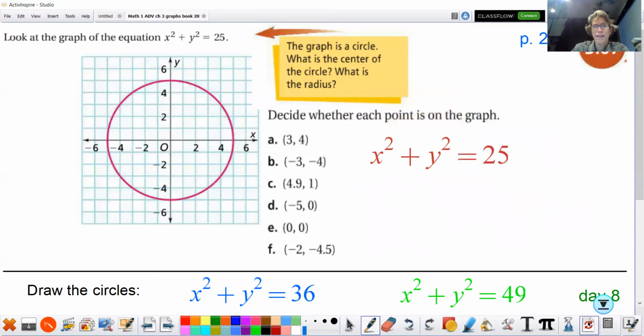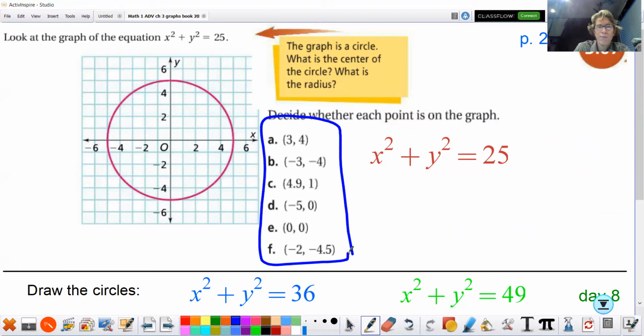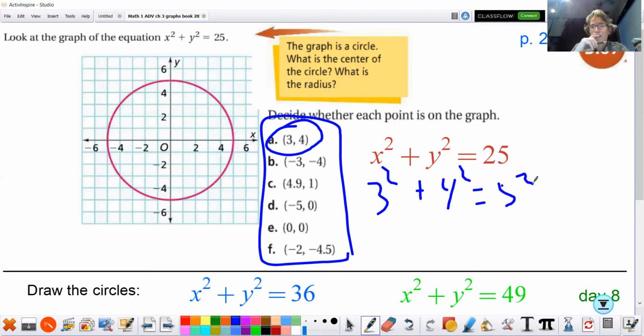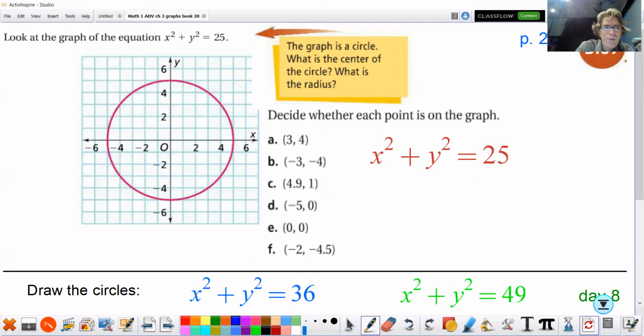It also asked, are any of these points on the graph? Well, remember we did this before? We did 3 squared, 4 squared, 5 squared. We put in 3 squared and 4 squared and said, hey, that's 5 squared, isn't it? That actually works. That's 9 plus 16, which makes 25. So we said 3, 4 works. In fact, I can see it right here. There's 3, 4. It'd be nice if they would put the numbers in there for us.